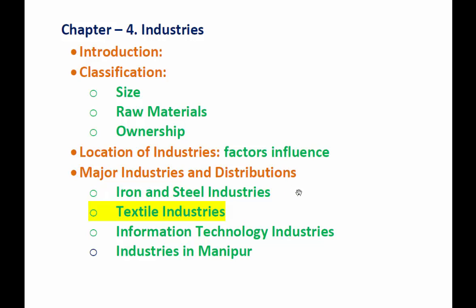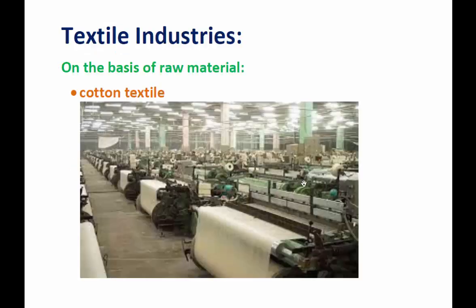With reference to Tata iron and steel industry in Jamshedpur, and also the iron and steel industry that we have in Detroit, United States of America, right? So today let us try to cover these textile industries. Well, textile industries are classified on the basis of the raw material used. Okay, first one is cotton textile industry.